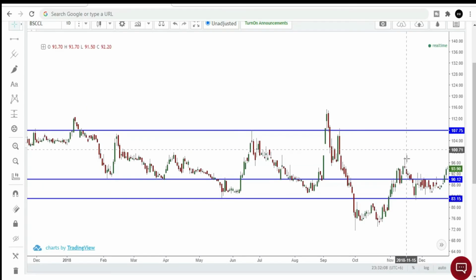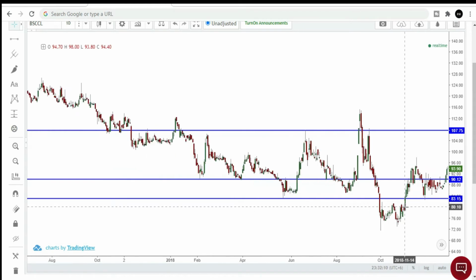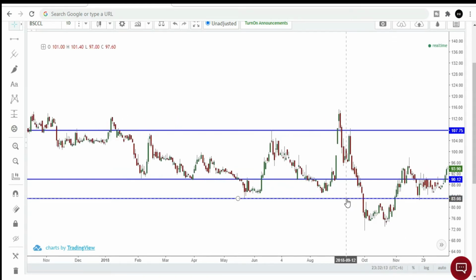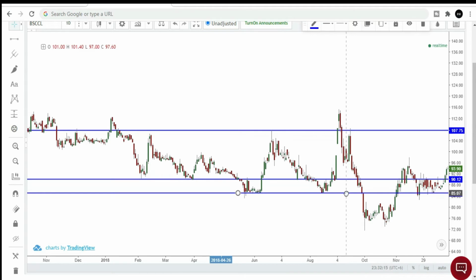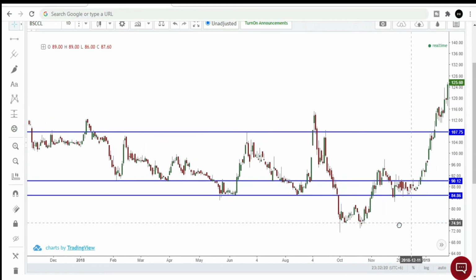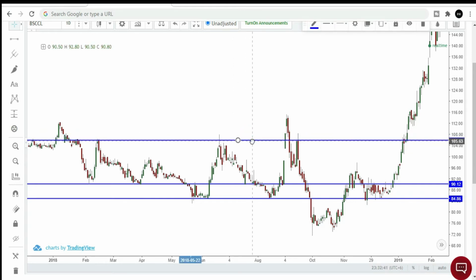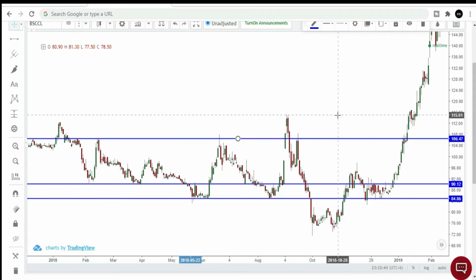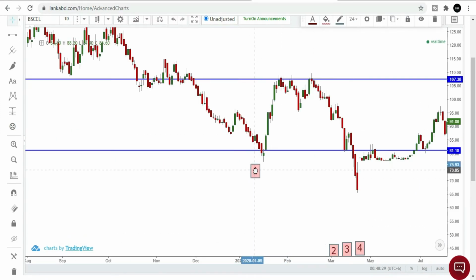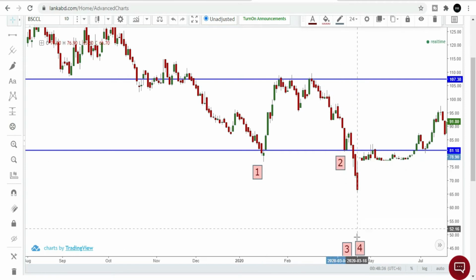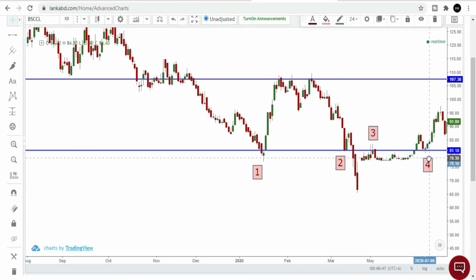Then come back to the daily chart. Now we adjust these lines to get the most touches. Move these lines up or down where prices hit most of the time. Okay? Again, move these lines up or down where prices hit most of the time. Look, here we have 1, 2, 3, 4 touches.